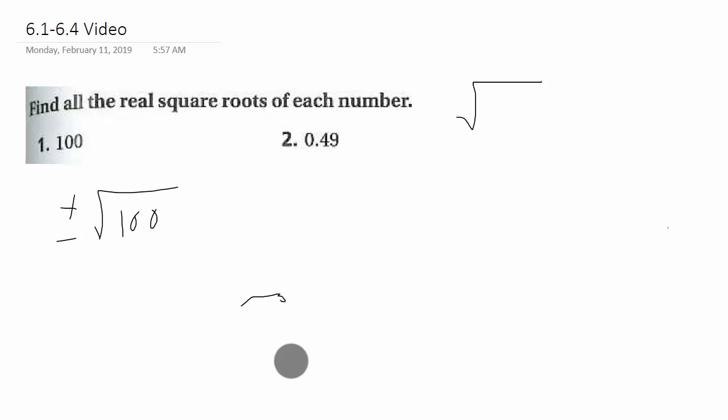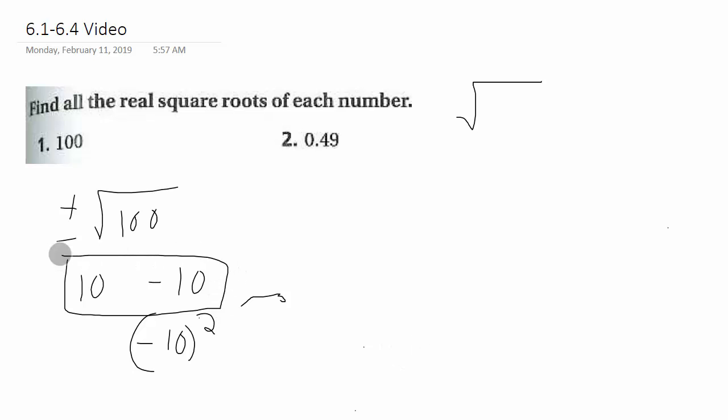So the answers for the first one, the square roots are 10, because 10 to the second power is 100, but so is negative 10 to the second power. If you take negative 10 and you square that, you do get 100. So the answers are 10 and negative 10 here.